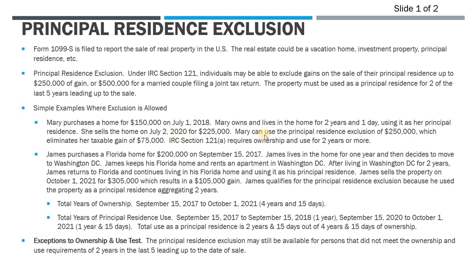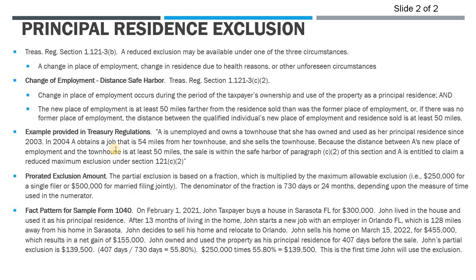So as far as what we have in front of us here, I want to go through everything first, and then we'll come back to the slides. So I do have two slides. The first one is covering some of the background, the rules, and some simple examples as to how the principal residence exclusion works. And then in the second one, we're going to talk about some of those exceptions to the general rule, and then we'll look at the fact pattern, okay?